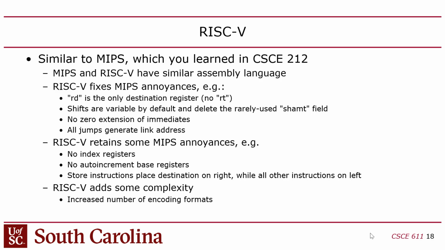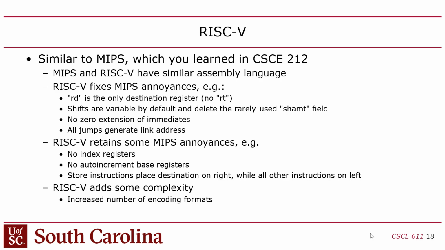And MIPS had this thing where by default, all shift instructions were constant shift amounts, but no one ever used them. And then they allocated 5 bits in the instruction for the shift amount, which was almost always 0. Just wasted bits. So they fixed that. MIPS had this thing where you sometimes use zero-extended immediates and sometimes sign-extended immediates, and you had to figure that out in the control unit. RISC-V just says, no, sign extend everything.